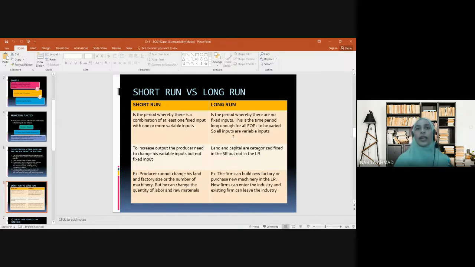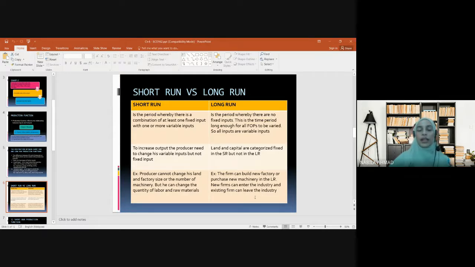Okay, so in the long run, all inputs are variable, even though inputs itu adalah fixed di dalam short run. So machine, equipment, building semua boleh kita ubah dalam jangka masa panjang, ya, dan kita panggil semua itu adalah variable input in the long run. Okay, for example, land and capital are categorized as fixed in the short run but not in the long run. The firm can build a new factory or purchase new machinery in the long run. New firms can enter the industry and existing firms can leave the industry.